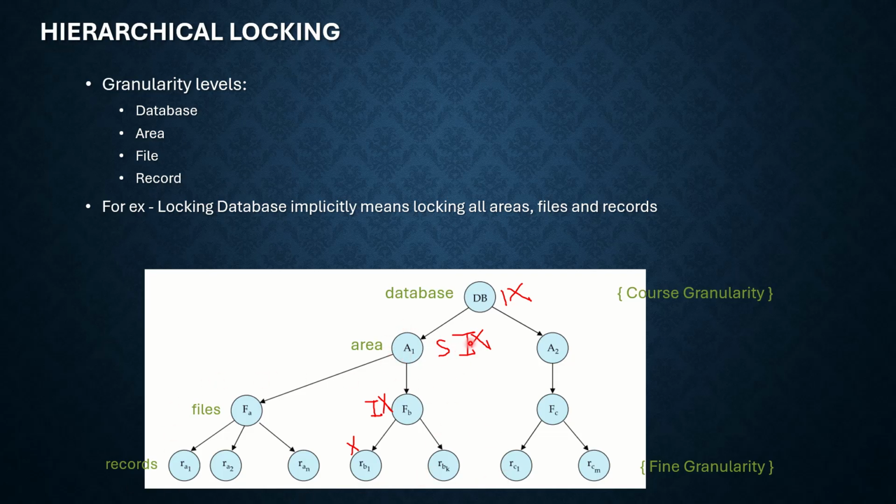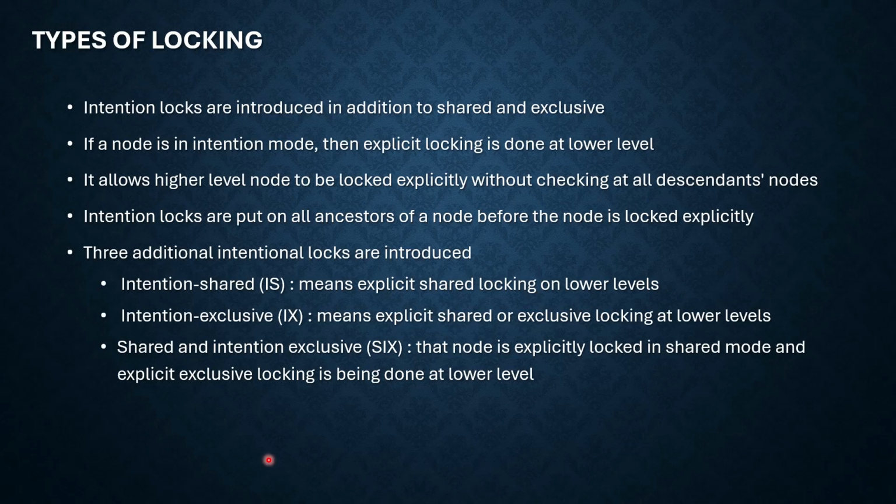Simply, if there is a SIX lock, then it will see that it is already having a SIX lock, which means any of the descendant nodes will have an exclusive lock there. Then that new transaction should not be able to put an exclusive lock here. That was the core principle of why we introduced this intention exclusive lock: to reduce the time consumed in checking that none of these nodes has an exclusive lock.